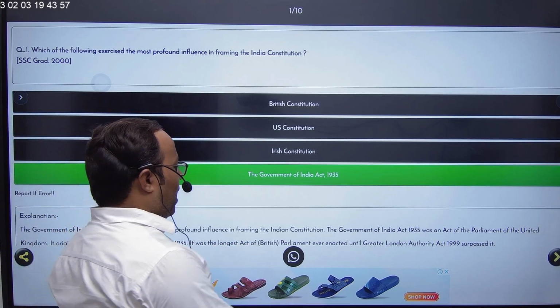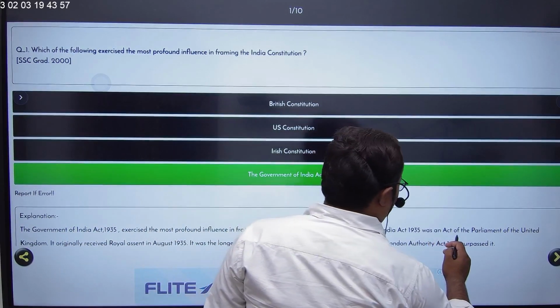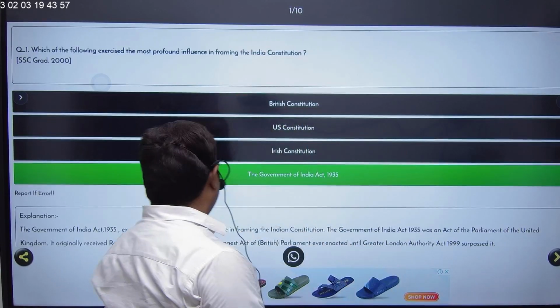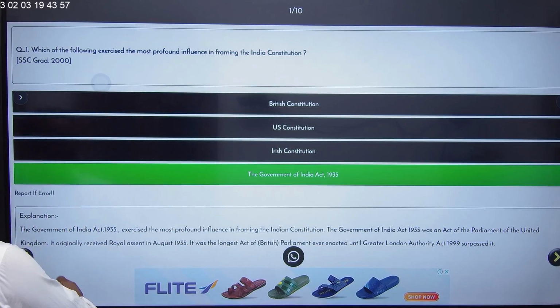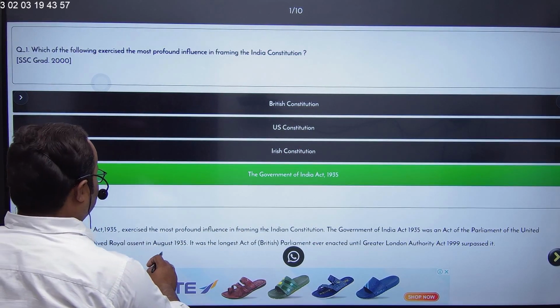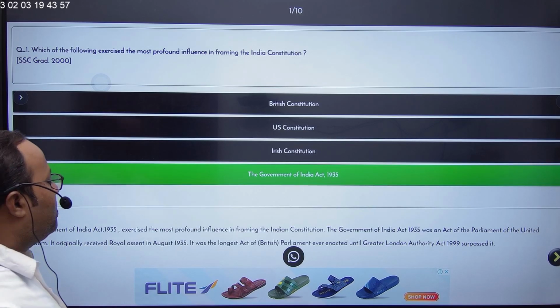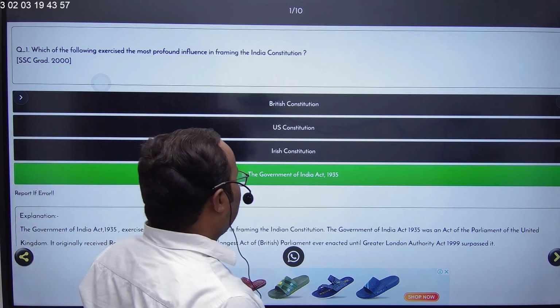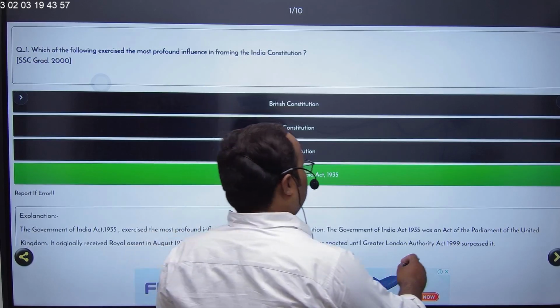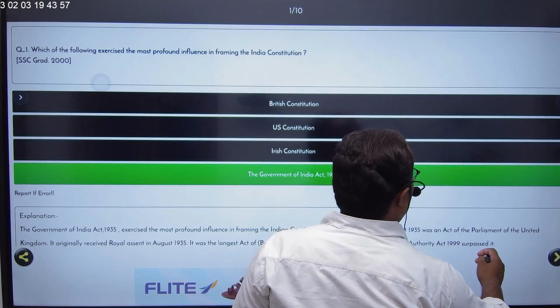The Government of India Act 1935 was an act of the Parliament of the United Kingdom. It originally received royal assent in August 1935. It was the longest act of the British Parliament ever enacted until the Greater London Authority Act 1999 surpassed it.